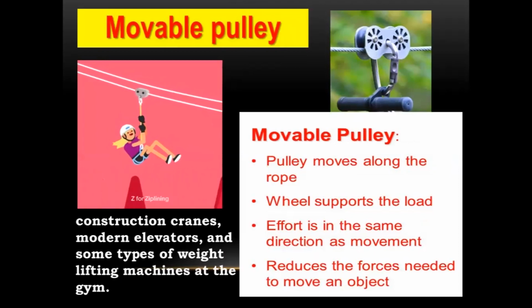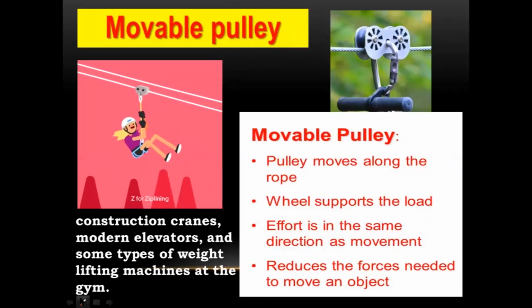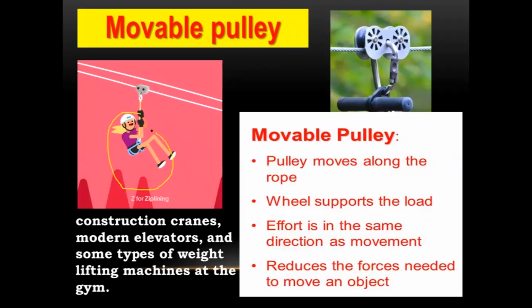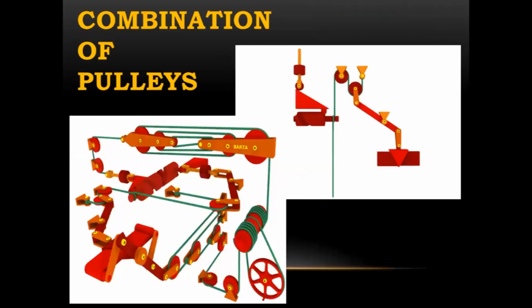A movable pulley will keep moving along with the load. For example, in this picture, as you can see, this girl you can call a load. And this is your pulley. So this pulley is moving along with the load. So this is one example of a movable pulley. And other places where we use movable pulleys are in cranes, in elevators, and in weightlifting machines. Why do we use movable pulleys in weightlifting machines? We will be learning about it in the next part.